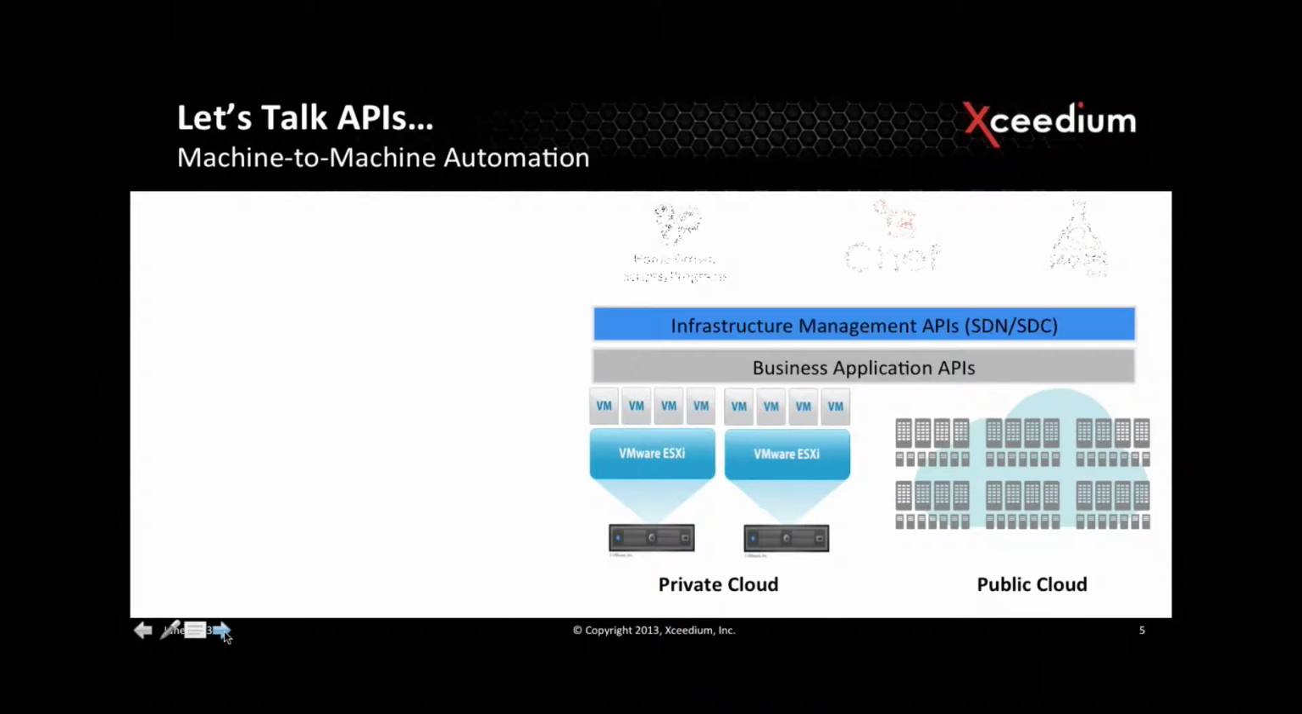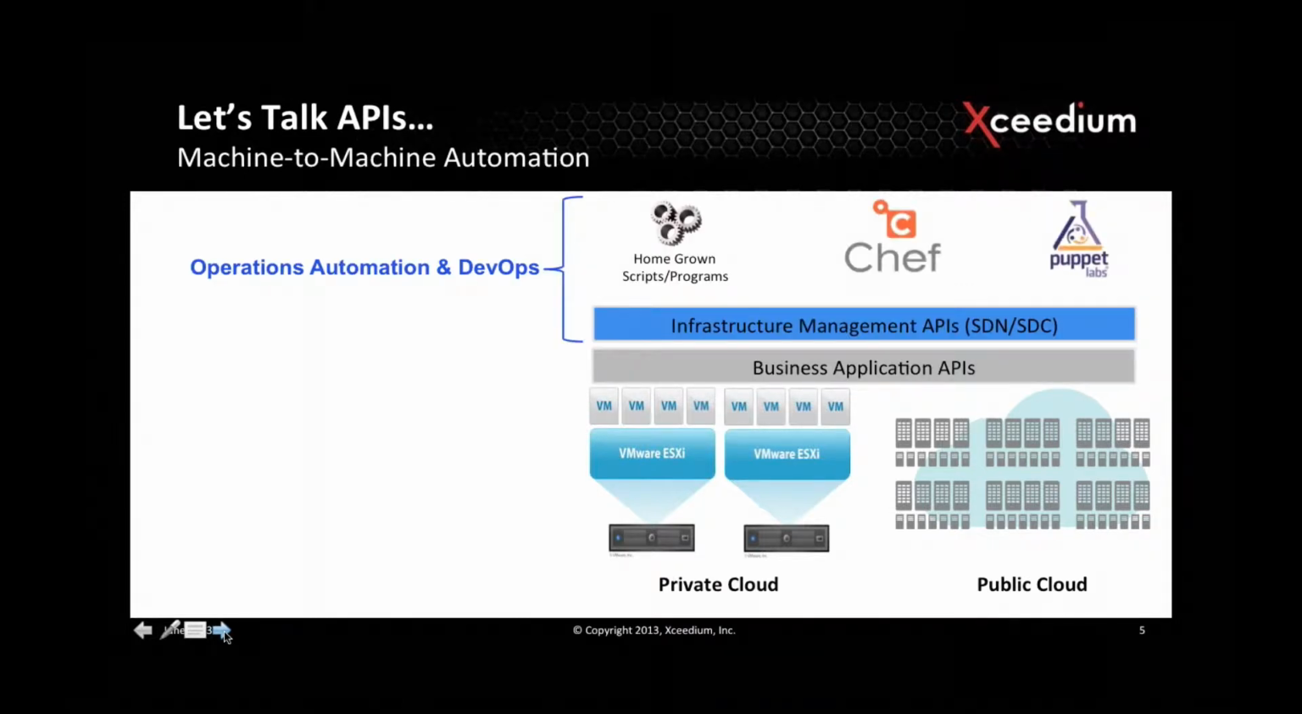So we often talk about APIs, and typically the first thing that conjures up is a developer, maybe in your applications area, writing to an API to get data out of a database, for example. And this set of APIs that we're talking about is really all about infrastructure management. There are a couple of different patterns that we're seeing here. Certainly, a homegrown set of scripts or programs is one pattern that we're seeing.